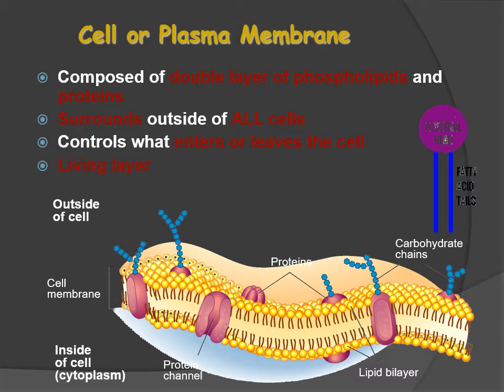Okay, there are two types of proteins. You have peripheral proteins, which are attached to either the inner or the outer surface. You have integral proteins. Think about it. To integrate, integral proteins are embedded through the membrane.